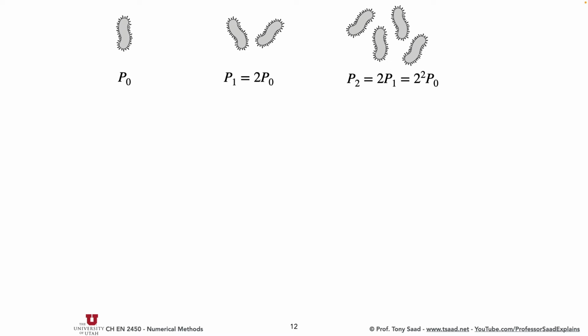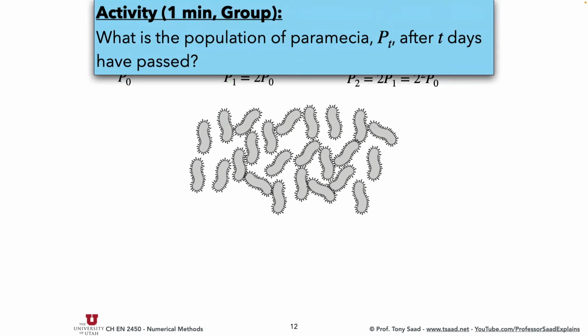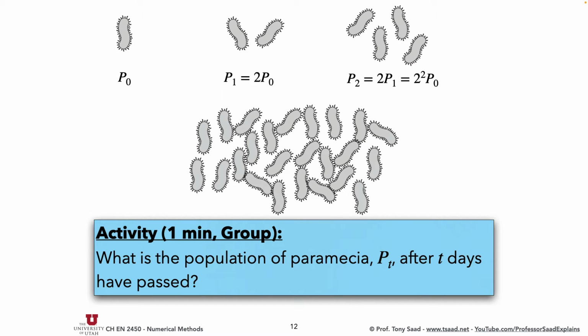So if you're starting with an initial population, call it P0, could be a single paramecium or 50 or 7, P0 is the initial population. After 1 day, we have P1, the population after 1 day. That's 2 times P0, by definition of the population rate. After 2 days, P2, the population after 2 days, is 2P1, which is 2 squared P0, or 4P0. So now I'll ask you, what is the population of paramecium, paramecia, I guess, PT after T days have passed?